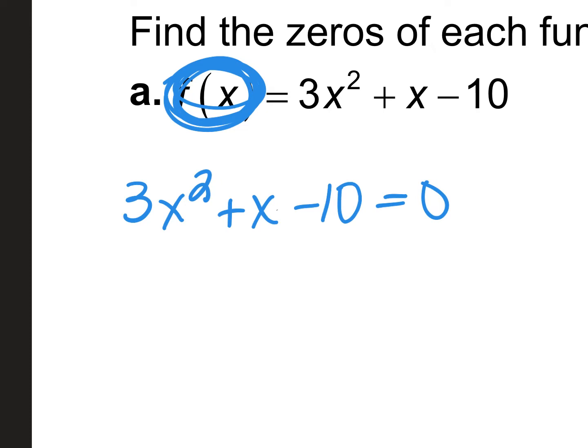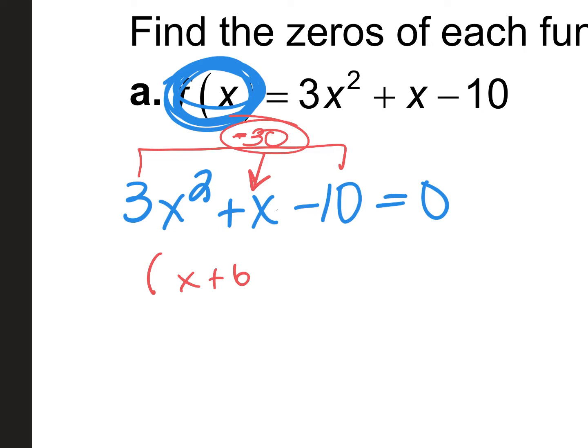You guys, there's a bunch of different ways that you were taught, but I'm going to say, okay, a times c. 3 times negative 10 gives me what? Negative 30. What are the factors of negative 30 that multiply to give me negative 30, but add to give me a positive 1? Positive 6 and negative 5. Now, you guys probably factor differently than I do. I was taught this trick a very long time ago, and it just kind of stuck with me. A lot of you guess and check, something like that. This is how I do it.